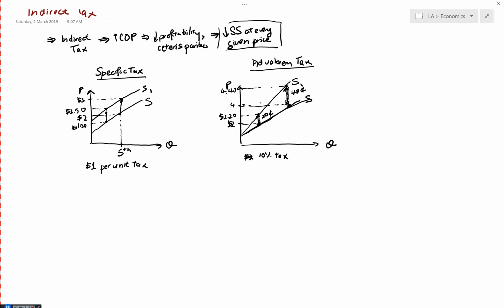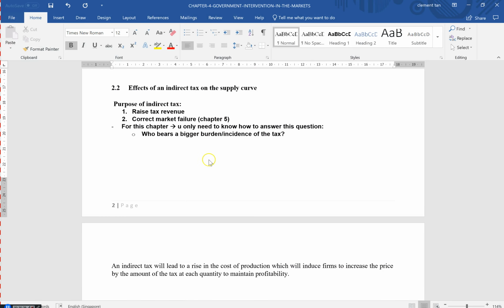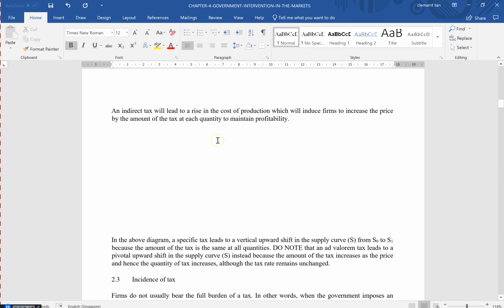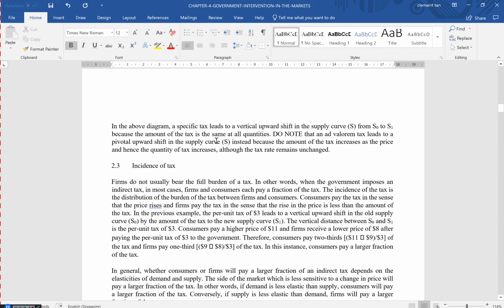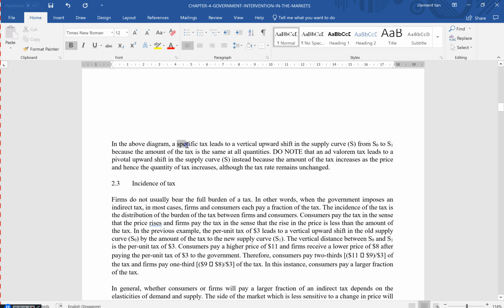Now, the main thing you must know is this. Let me highlight first. A specific tax leads to a vertical, upward shift. Ad valorem tax leads to a pivot shift. Let me print screen this, then we can copy.